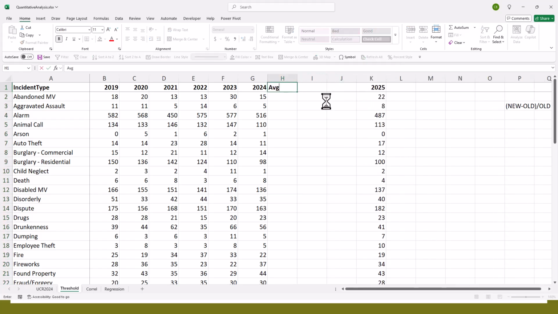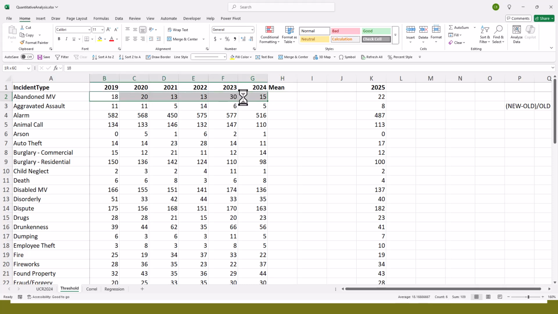And the first one will be the average. Let's title it mean. That makes it a little bit more precise. The arithmetic mean is calculated by simply adding up the observations and dividing by the total number of observations. So we take the sum of all of this, which is 109, and divide by 6, and Excel's already telling us the average is about 18 for abandoned motor vehicles.